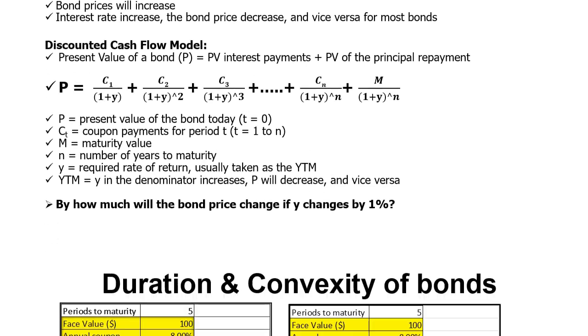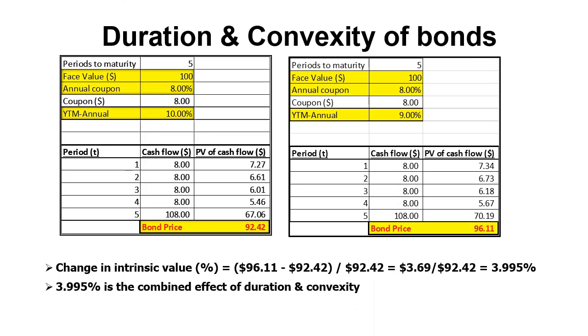Let's take a quick look at the following bond. This bond has 5 years to maturity. The face value is $100. The annual coupon is 8%, which is $8, and the annual yield to maturity is 10%. If we calculate the price of the bond, the intrinsic value, using the discounted cash flow model, we have to take the present value of all the cash flows and sum them up.